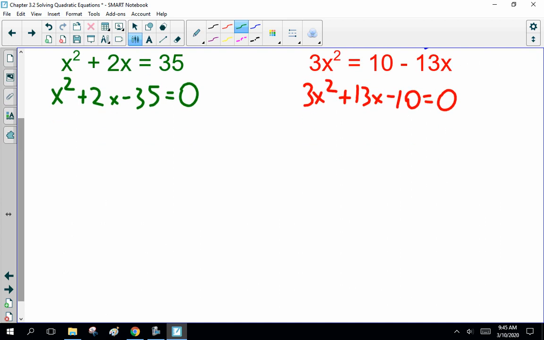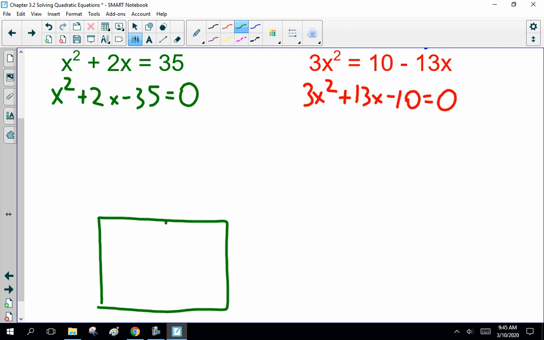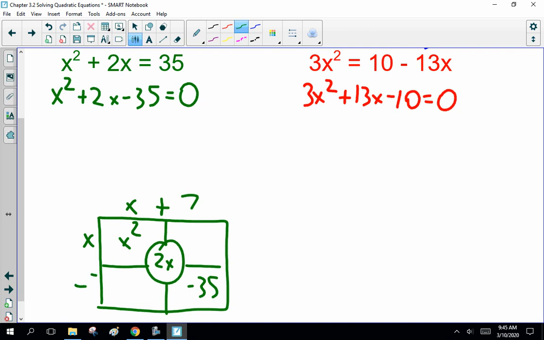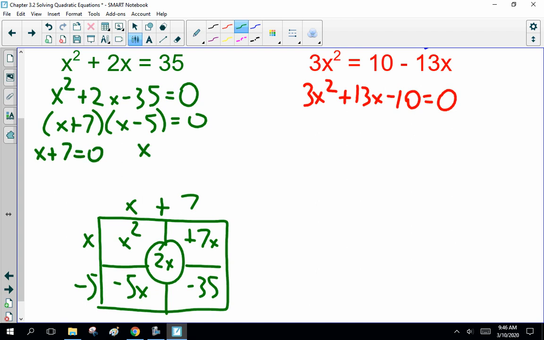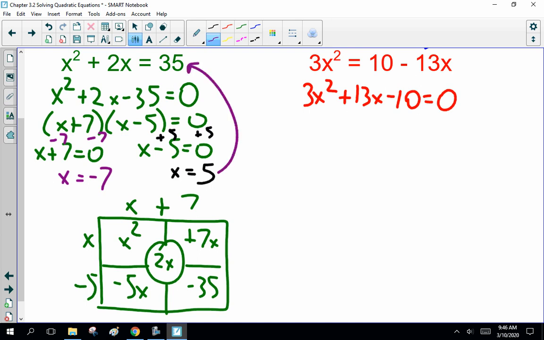Okay, so this first one here, x squared plus 2x minus 35. I think it's plus 7 and minus 5. So x plus 7, x minus 5 is equal to 0. Plus 7 is equal to 0, x minus 5 is equal to 0. Add 5, x equals 5, minus 7, x equals minus 7. All right, so I'll check one of them in the original equation just in case you made a math boo-boo, because poop happens. 5 squared is 25, plus 10 is 35, yes. Minus 7 squared is 49, minus 14 is 35, yes, they both work.